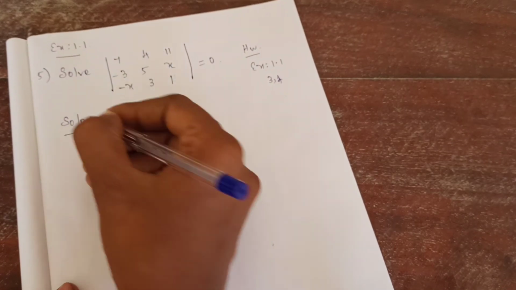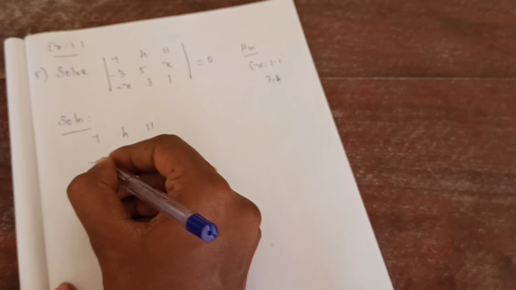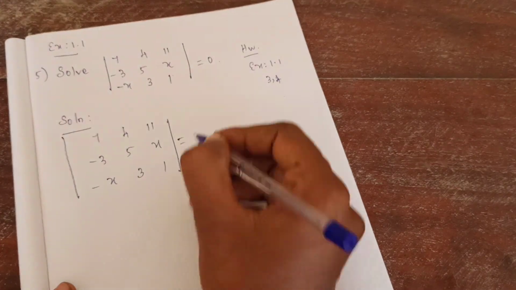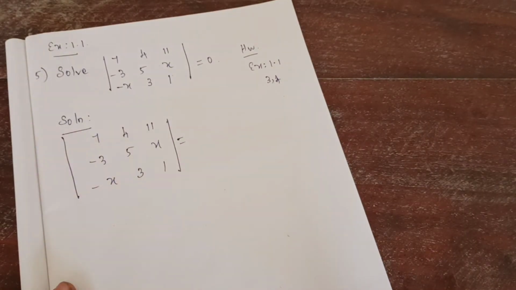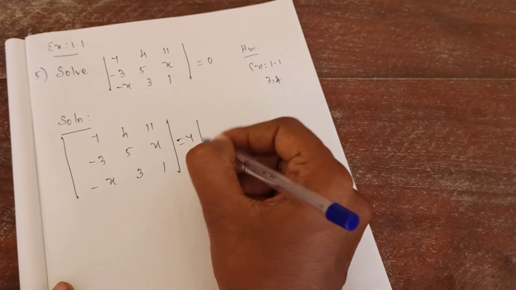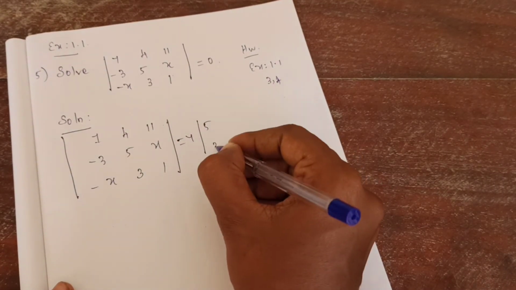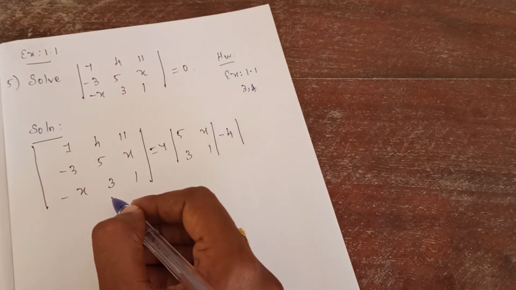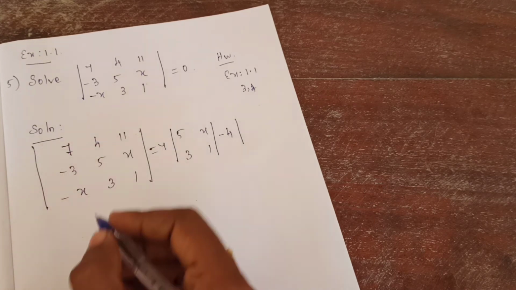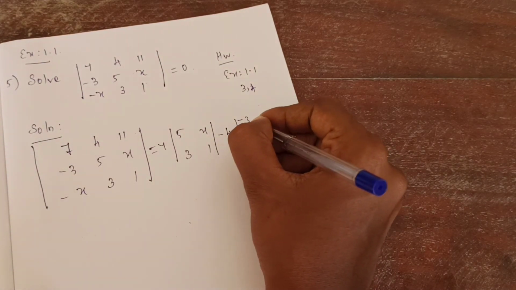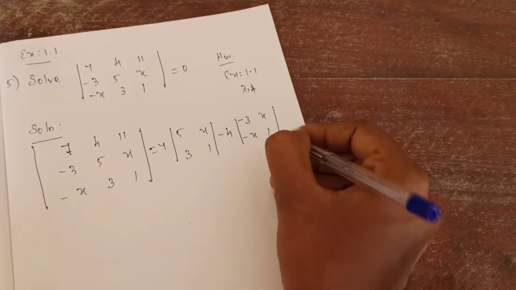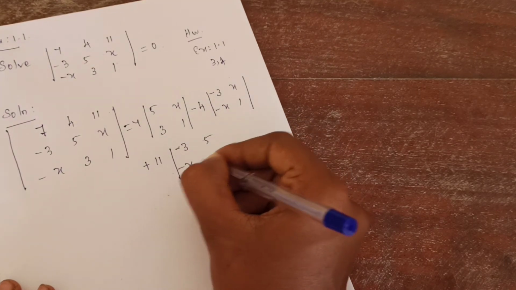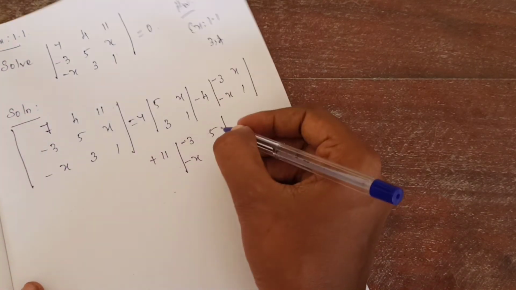Solution. So 7, 4, 11; minus 3, 5x, minus x; 3, 1. So we are going to expand the given determinant along R1. Okay. So how will we do? 7 into, this and this will go. So how much will we get? 5, 3, x, 1. The next number, minus. I said, is it right? So this and this will go. So what's the balance you will get? This and this will go, so minus 3, minus x, x, 1. The next number 4 plus 11 into minus 3, 5, minus x, 3. Okay. So it is equal to 0.